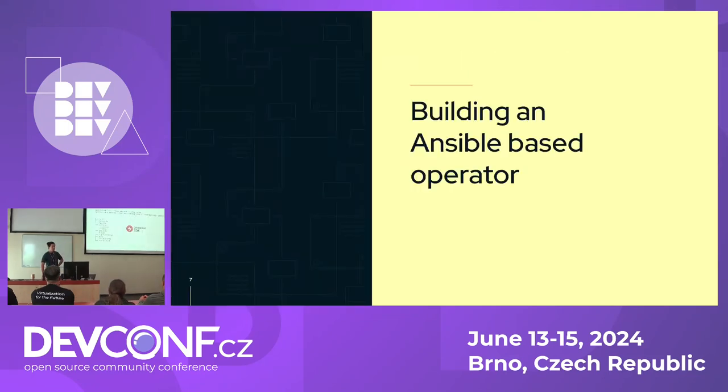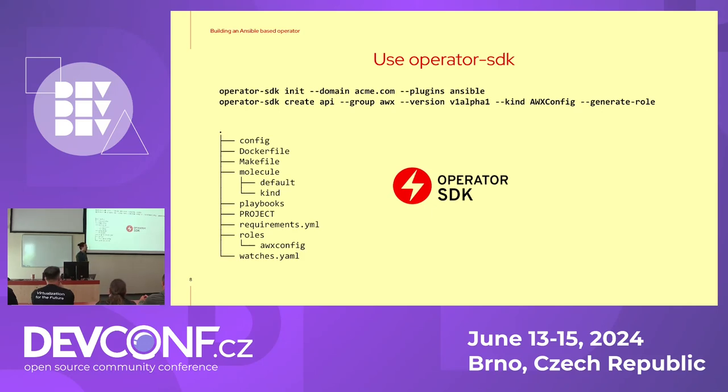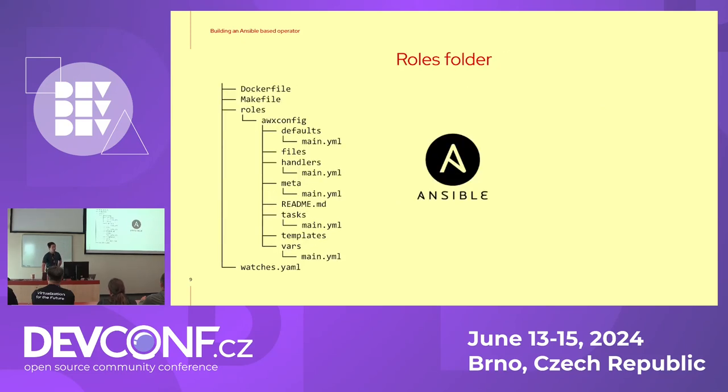The steps to build this are simply using the operator SDK. These two commands should already give you a nice base. For example, with init, you select your domain. In this case, I chose acme.com. It could be your company and so on. And you say which plugin you want to use. Then you create some APIs to extend the Kubernetes APIs that you already have. You give it some parameters like the group, the version, and the kind, and it will scaffold a lot of things for you, so you don't have to create everything from scratch. It will give you some kind of structure already.